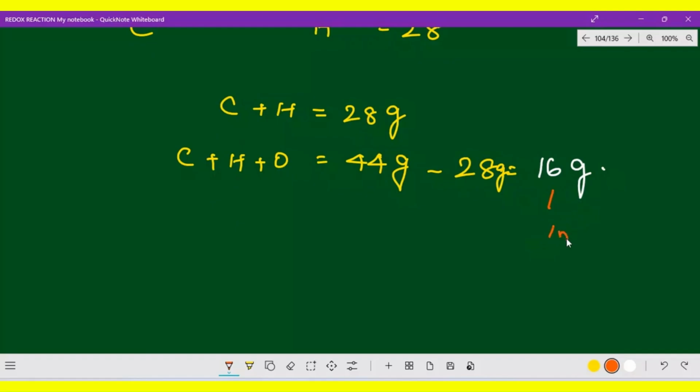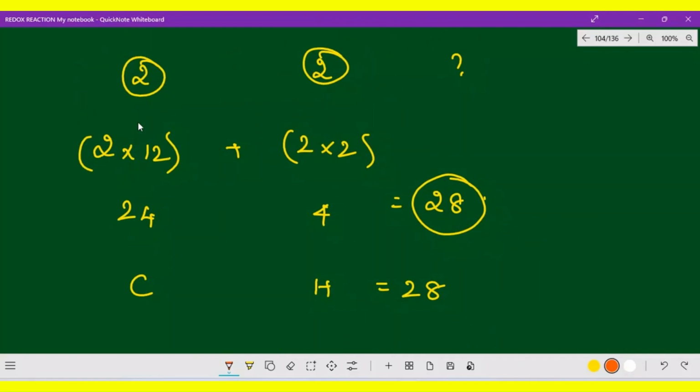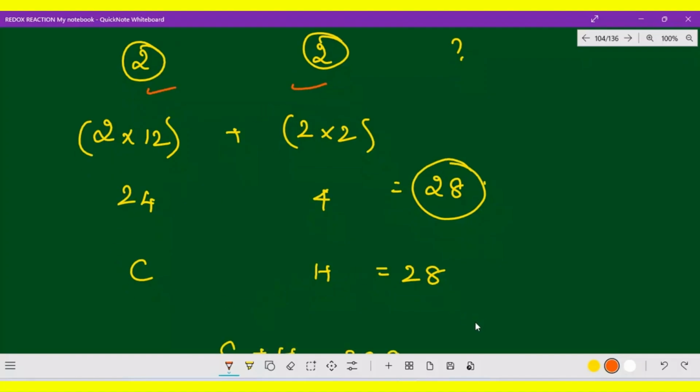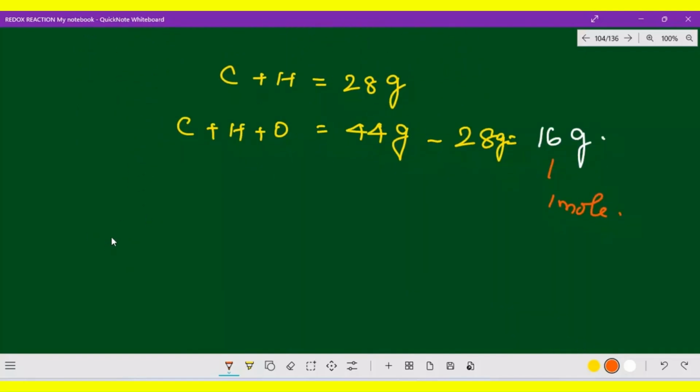So 16 gram means oxygen 1 mole, right? Oxygen 1 mole. So as we observed here, carbon is 2 moles, hydrogen is 2 moles. So 2 moles of carbon, 2 moles of hydrogen and oxygen 1 mole. According to that we can identify the formula.